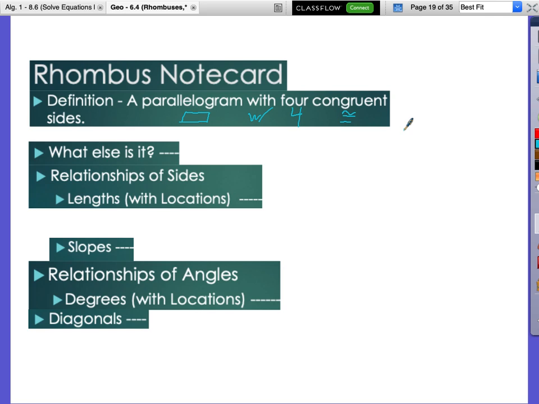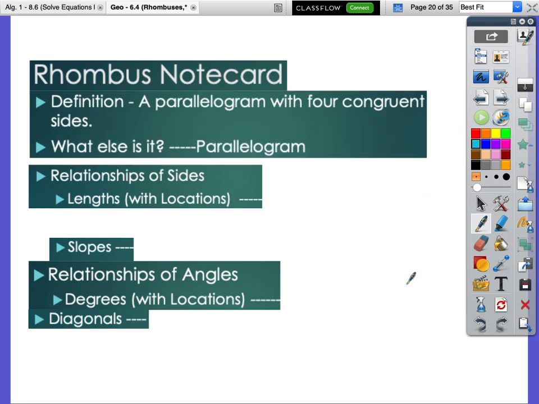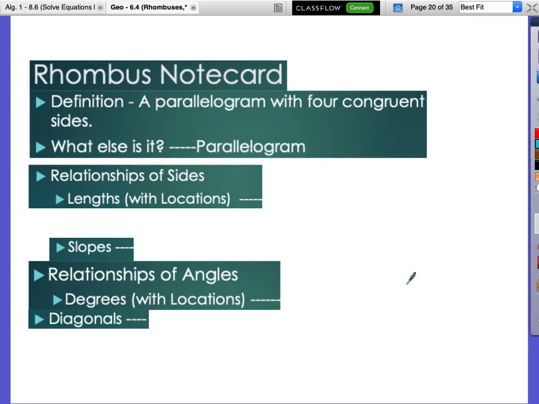What did we notice? What else was it? Who can tell me what else this was? What else was it? Okay, but what popped up with it? Do we see anything else that is based on our definition? It's a parallelogram. It says that in the definition, right? So what else is it? It should be a parallelogram.